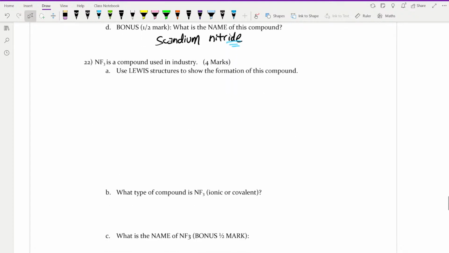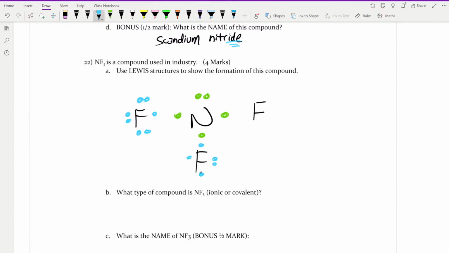All right, NF3 is a compound used in industry. Well, nitrogen, we already said, has 5 electrons in its outer shell. And then fluorine, and we know we have 3 of them, so obviously a bond is going to happen everywhere we have a spare electron. Each fluorine has 7 electrons.